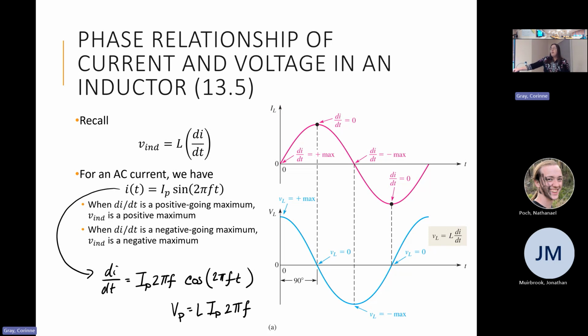So be comfortable taking the derivative of sine and cosine, because we don't always have to have a sine function for our AC source. We could have a cosine function instead. So what is the derivative of a cosine? Negative sine. And then if we need to chain rule, it behaves the same way. So I guess before we get into that, any questions about the phase relationship so far between inductor voltage and inductor current?